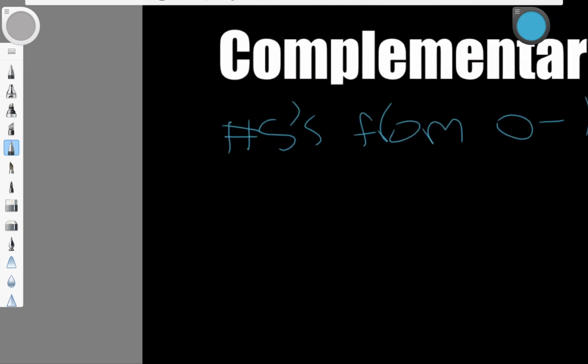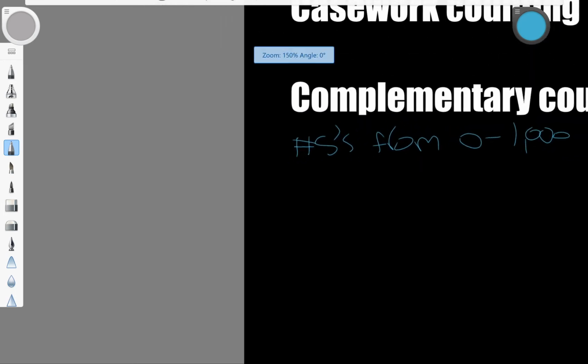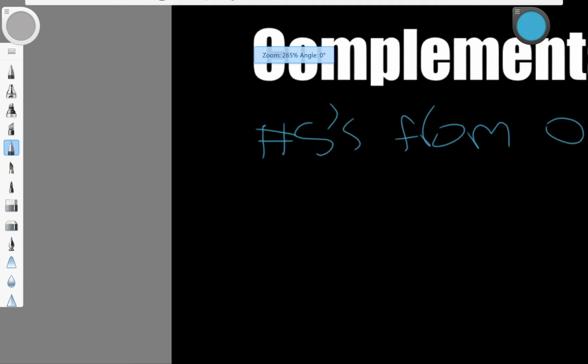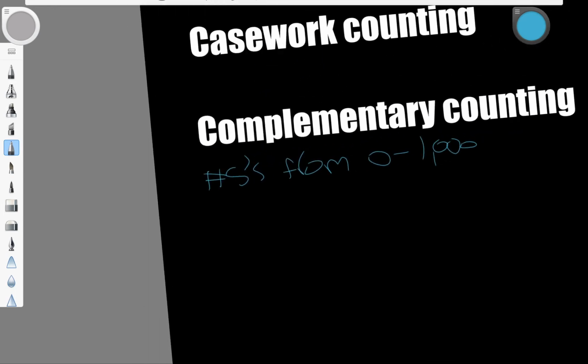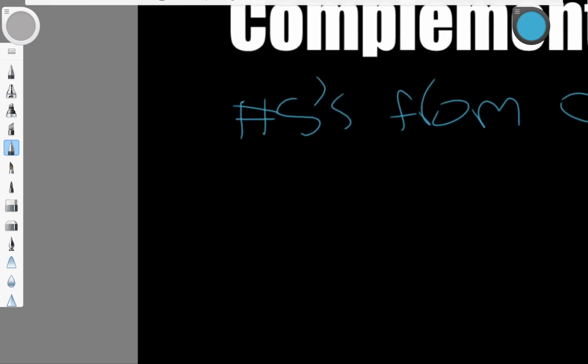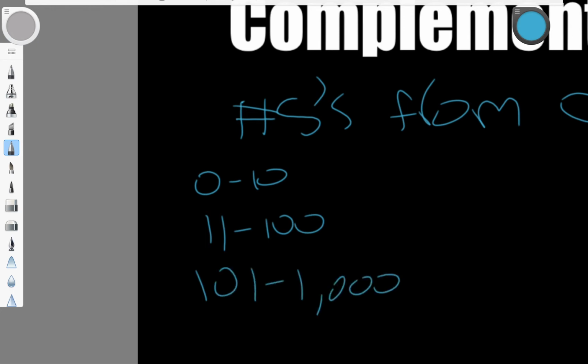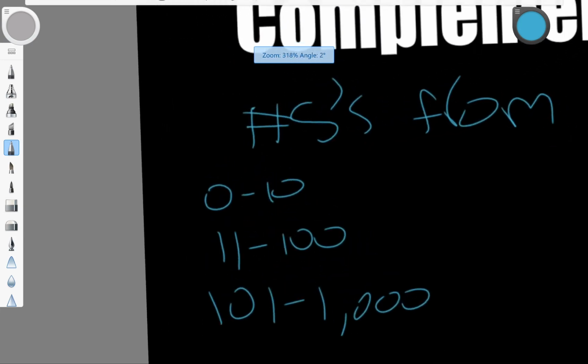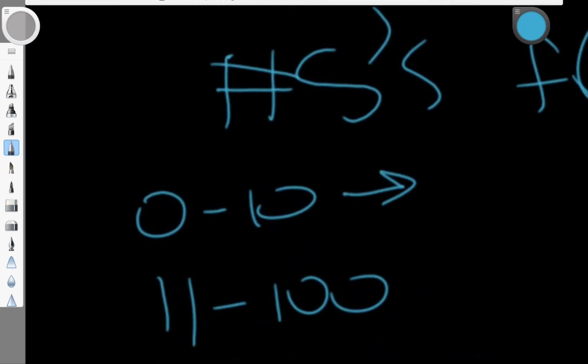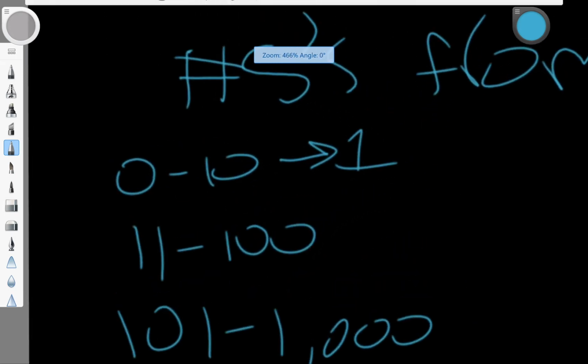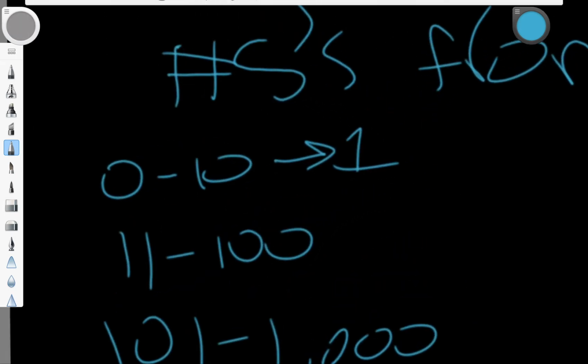Let's do this. So once again, let's split it up into cases. Let's think what makes sense here. 0 to 1,000. Well, you have 0 to 10. Let's go in powers of 10: 11 to 100 and 101 to 1,000. And we want the number of 5s. Alright, 0 to 10. Obviously, that's 1. Right? Because 0, 1, 2, 3, 4, 5, 6, 7, 8, 9, 10.